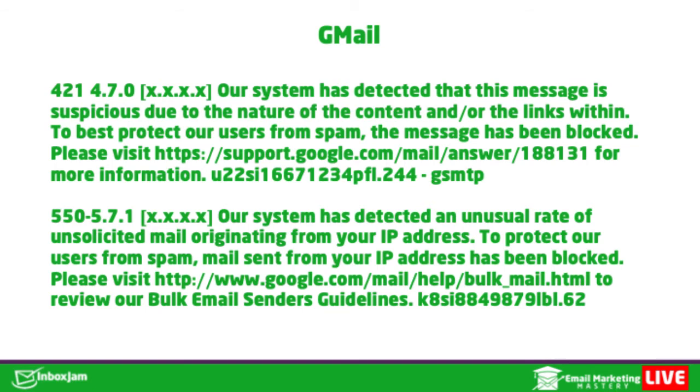This is really good to get this kind of message, because this is a soft bounce. This is not a hard bounce. This is Google telling you there's a problem, go and fix it. If you don't go and fix it, then you're going to get the next message, right? So the next message is a 550, which is a hard bounce, gives you an IP address, and it says, our system has detected an unusual rate of unsolicited mail originating from your IP address. To protect our users from spam, mail sent from your IP has been blocked. That's it. It's dead. You can no longer send messages to Gmail from that IP address.